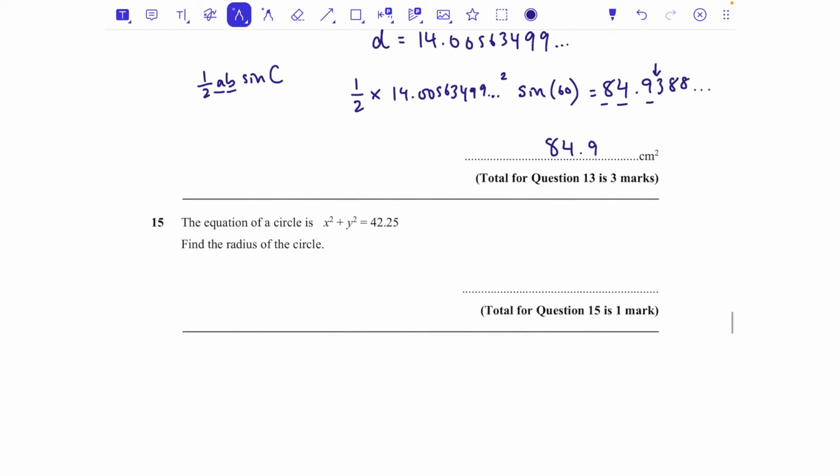Okay, question number 15. The equation of a circle is x squared add y squared is 42.25. Find the radius of the circle. So the equation of a circle that's centred about the origin is x squared add y squared equals the radius squared. So I know that this is the radius squared. So in order to get the radius of the circle, we're just going to square root that value. So the square root of 42.25 is 6.5. That's it. That's the radius of the circle.